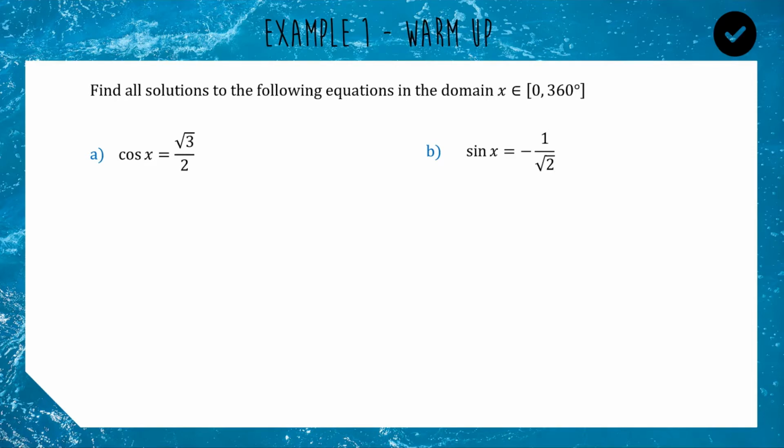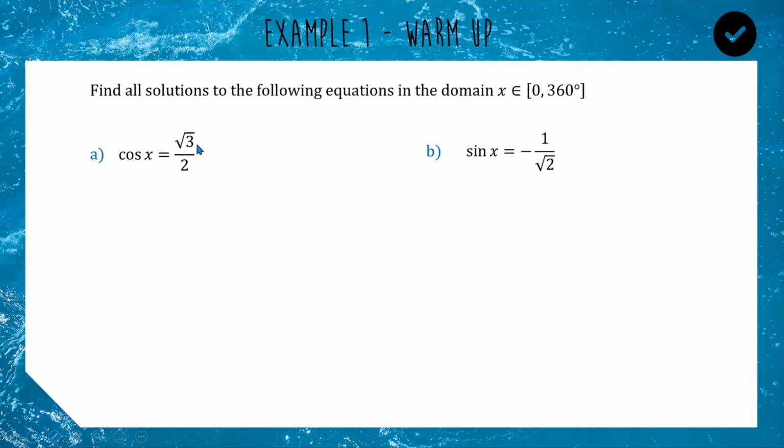So here we are, we have two equations. We are trying to find all solutions in the domain of x as a part of 0 to 360. So this on the end of the question is some new notation that we haven't encountered. This is just saying that x, which is what we're solving for, x is the angle, x is a part of the domain from 0 to 360 degrees. What this really means is just find all the solutions in the first lap of the unit circle.